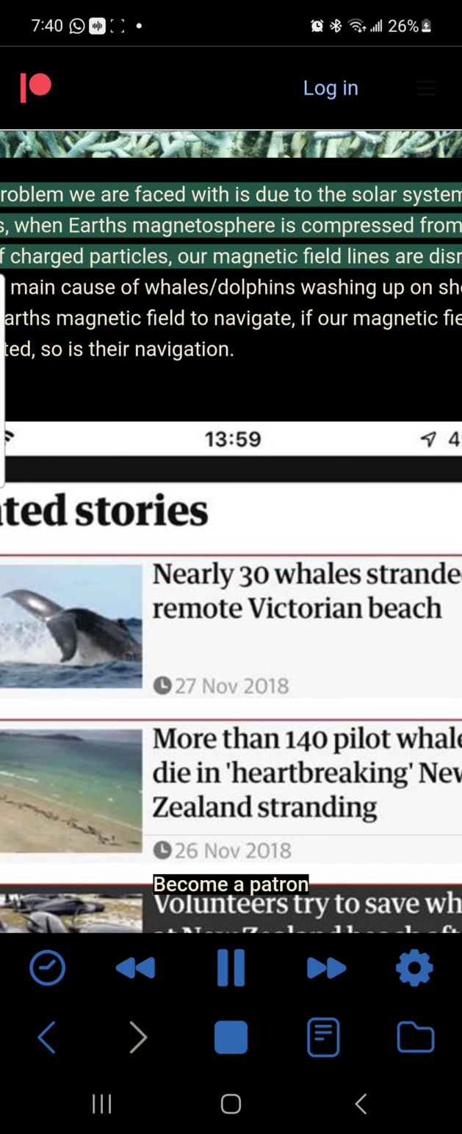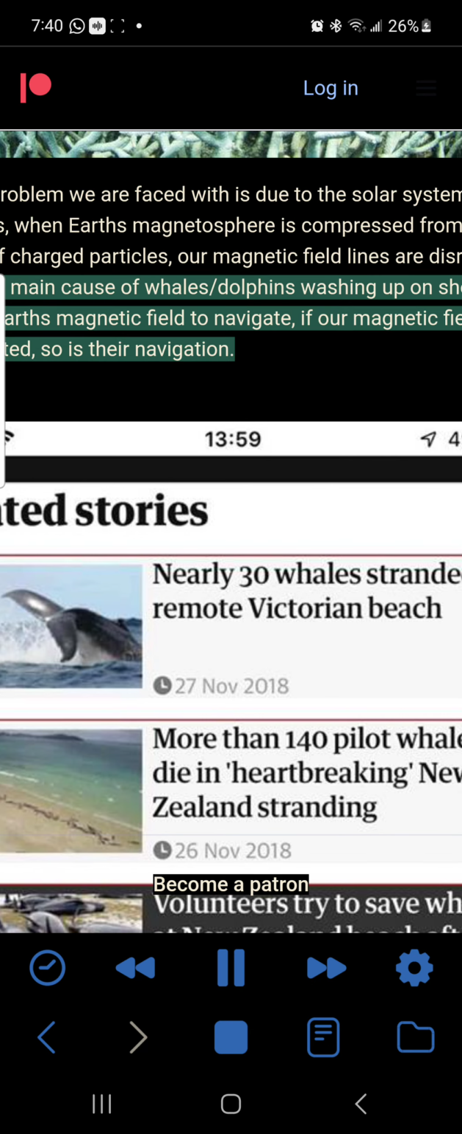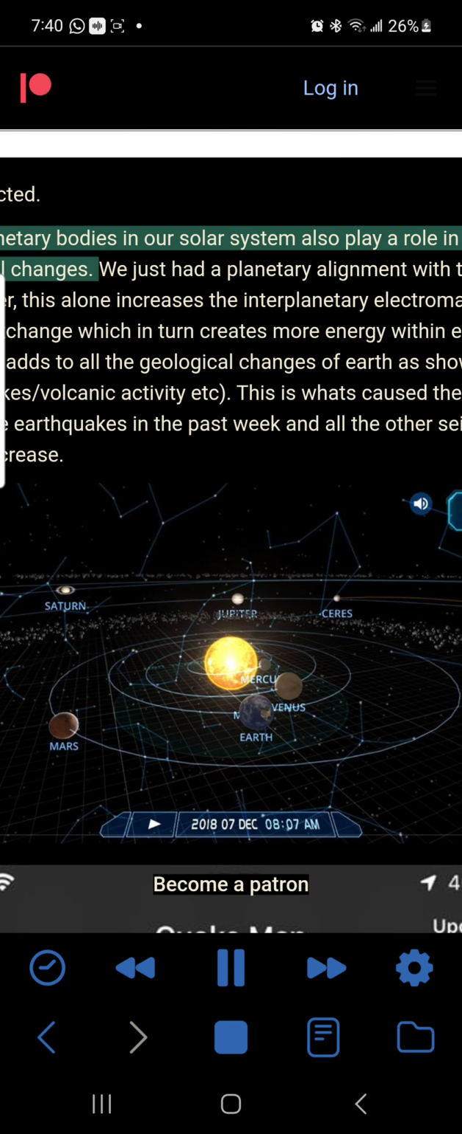Another problem we are faced with is due to the solar system influences. When Earth's magnetosphere is compressed from a barrage of charged particles, our magnetic field lines are disrupted. This is the main cause of whales and dolphins washing up on shores now. They use Earth's magnetic field to navigate. If our magnetic field lines are disrupted, so is their navigation. All connected. Other planetary bodies in our solar system also play a role in Earth's geological changes.